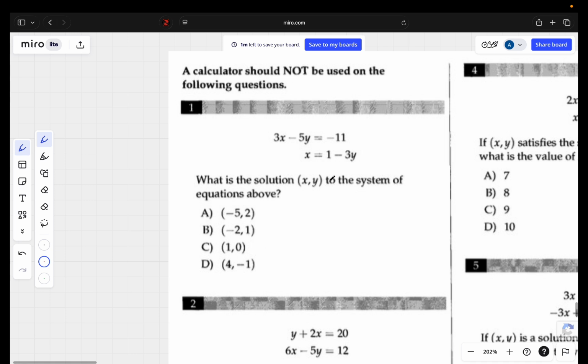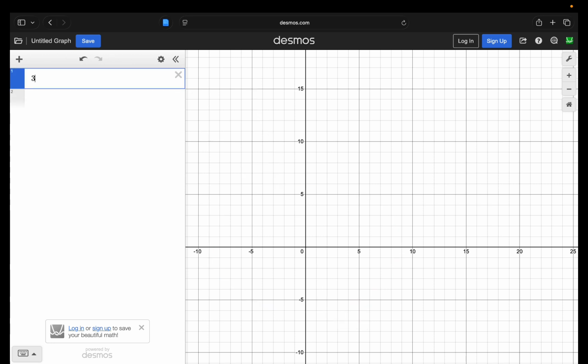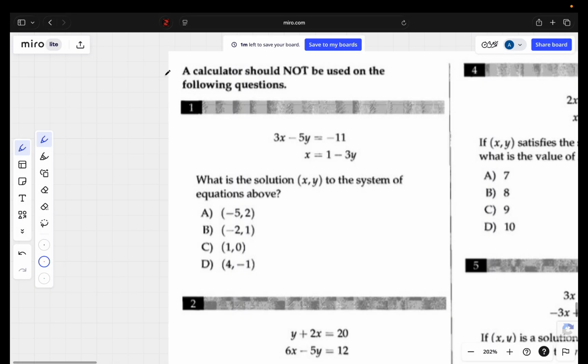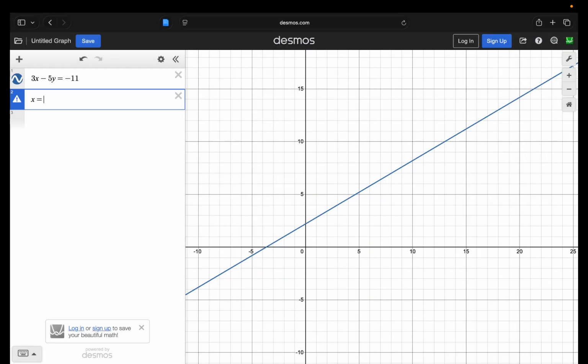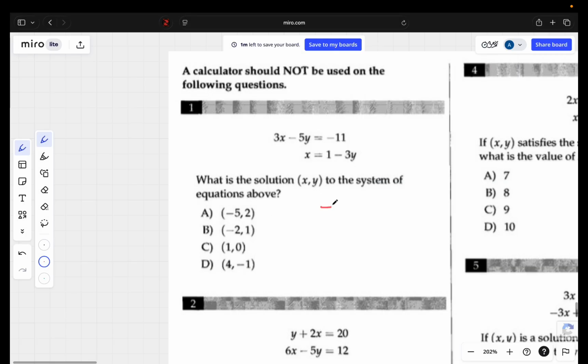Question 1. We need to find the solution to the system. So the best way to solve this is with Desmos. So we'll say 3x minus 5y is equal to negative 11, and x is equal to 1 minus 3y. So that tells us we have the point minus 2 and 1. Minus 2, 1. And yeah, that's going to be B.